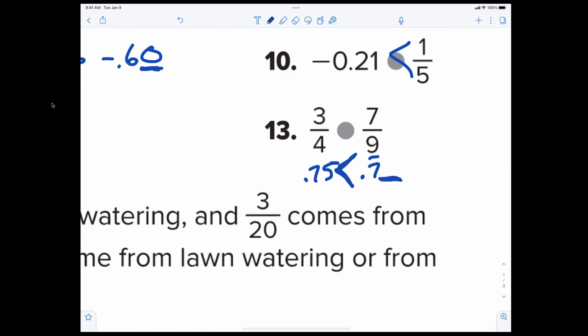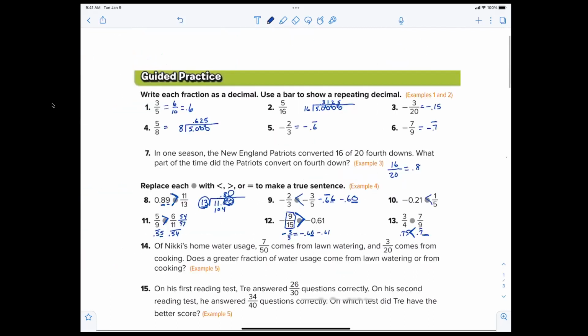Now let's remember, always compare the same number of decimals. Everybody with me on that? Compare the same number of decimals, right? Boys, you could be louder, I promise you.